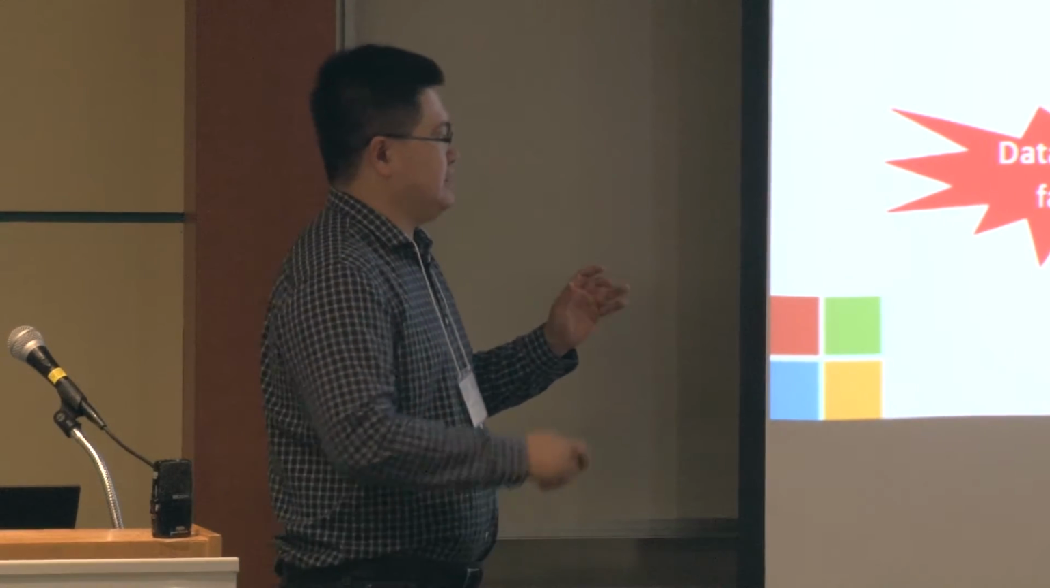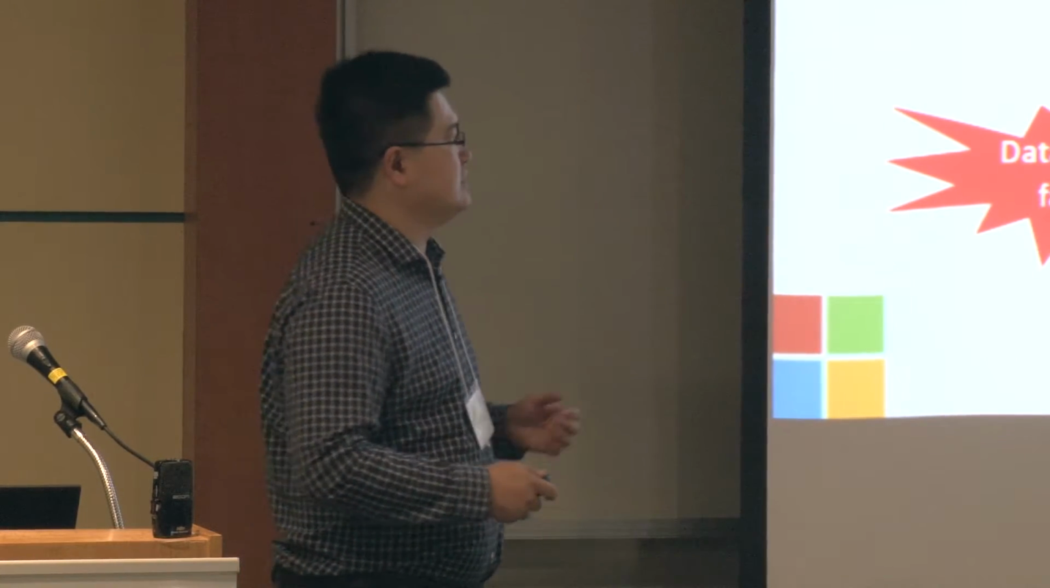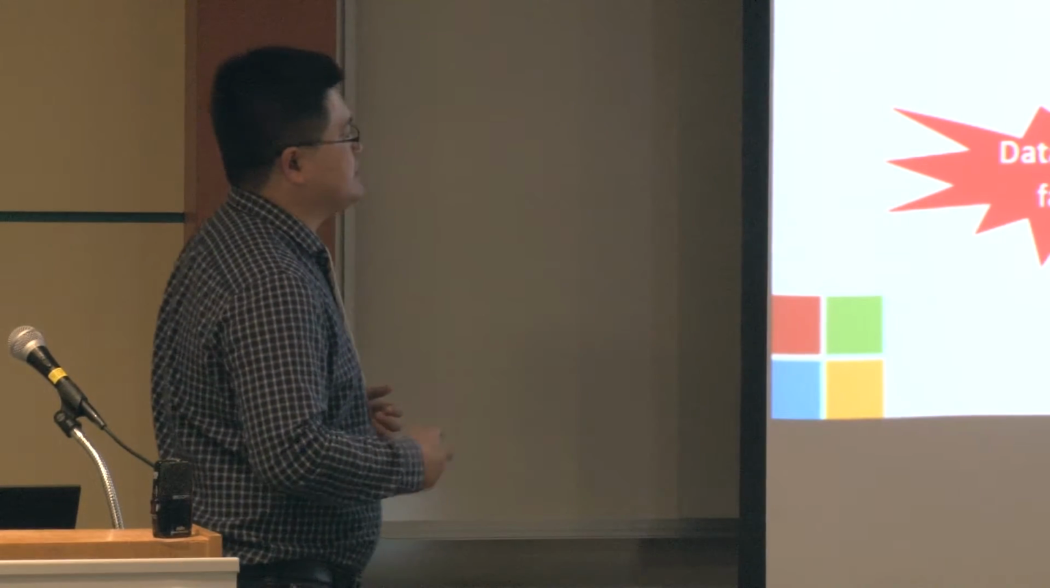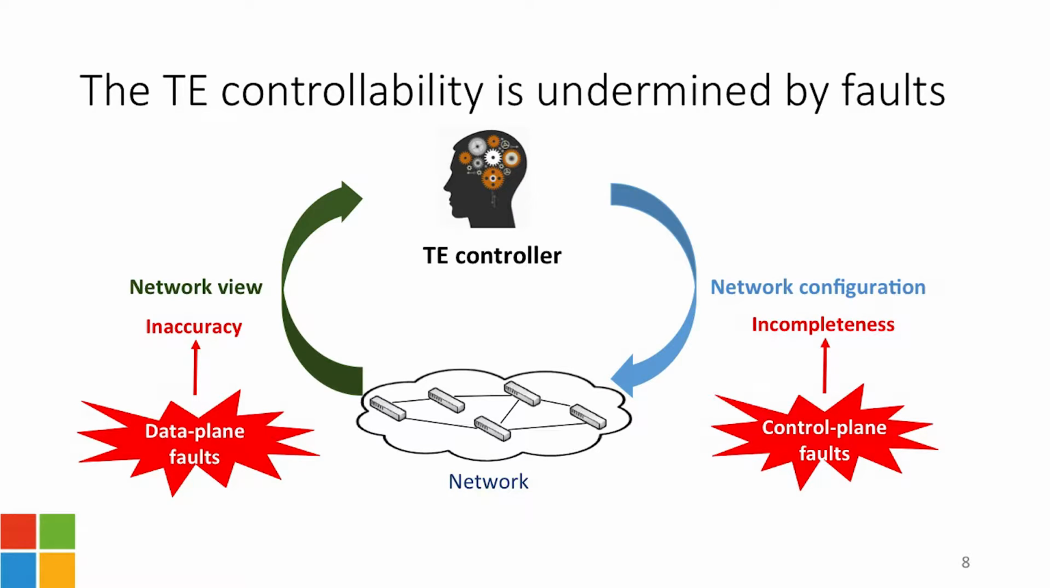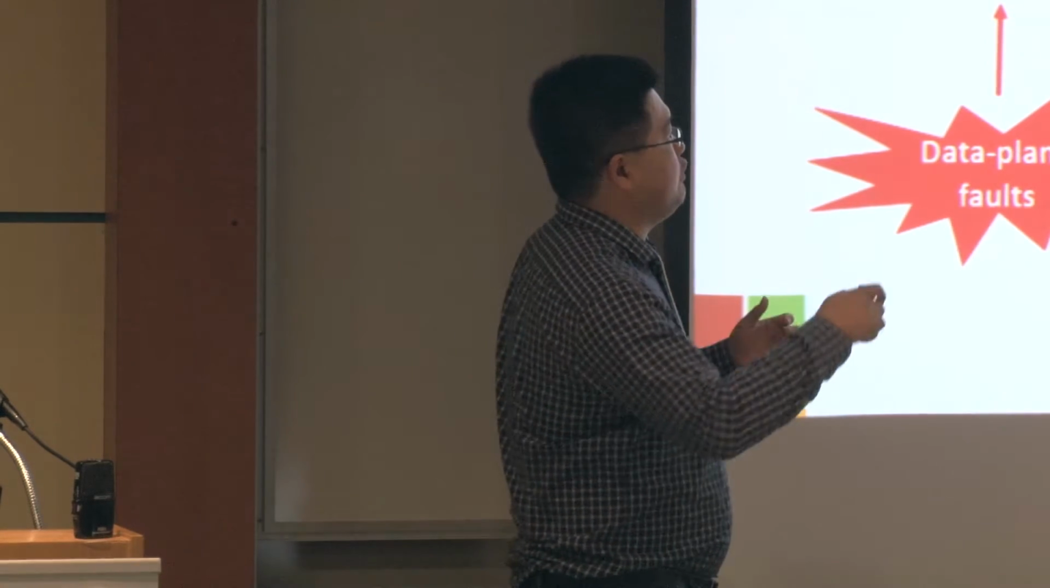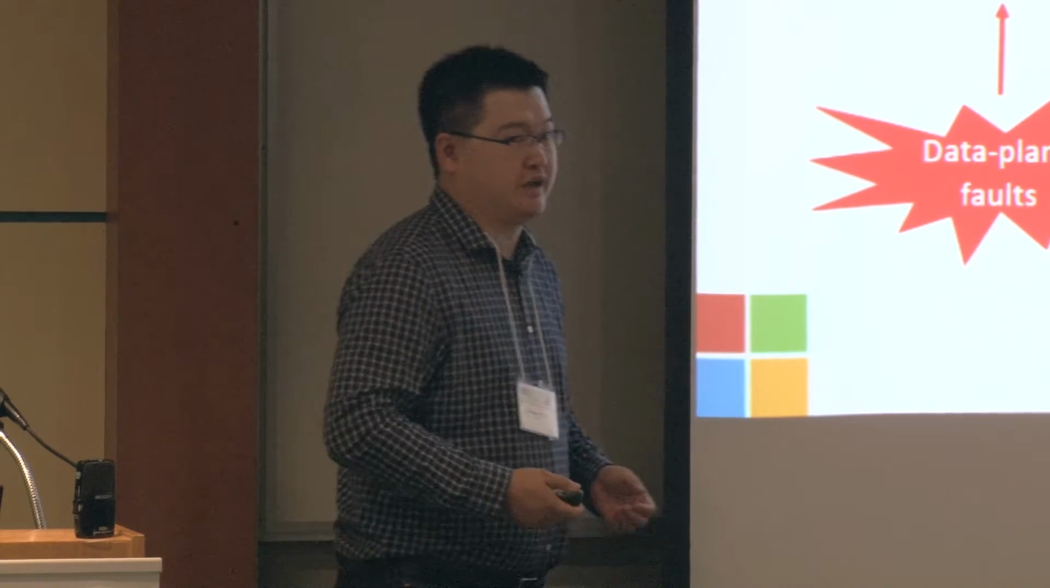Now let's understand why exactly the data plane faults and control plane faults cause problems. The data plane faults make the topology and the capacity of the network keep changing, and this creates inaccuracy in the network view of the network controller. On the other hand, the control plane faults create incompleteness of the network configuration. This seems to be a very fundamental problem when we use this centralized control architecture.